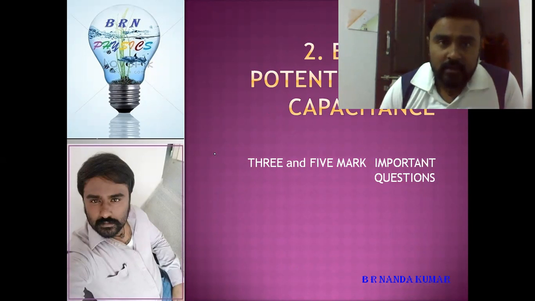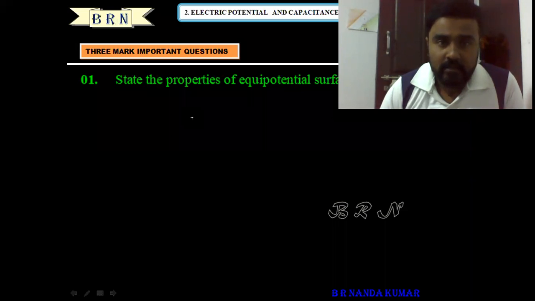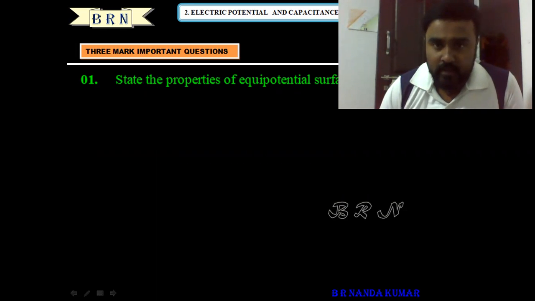First, let us discuss the 3 mark derivations. The first question, 3 mark, very important: State the properties of equipotential surfaces.